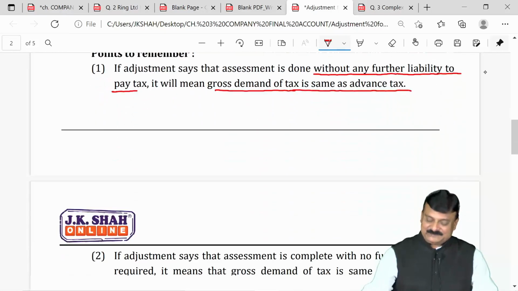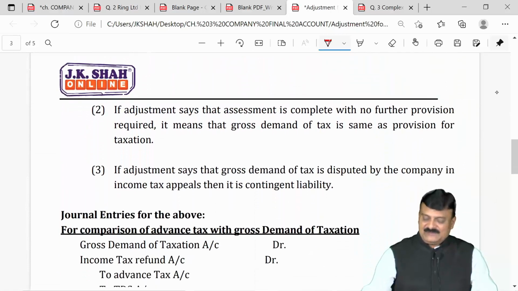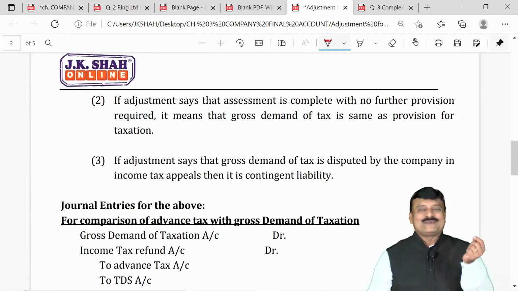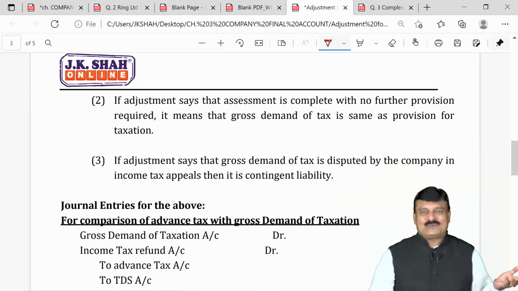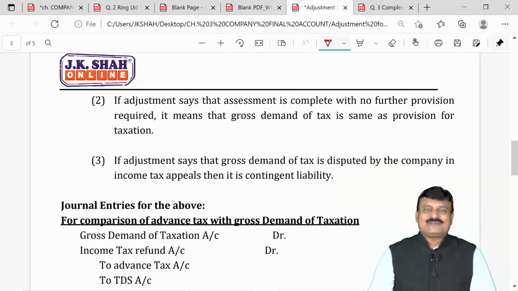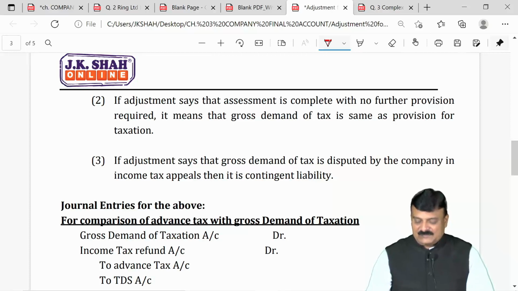Second statement, if adjustment says that assessment is complete with no further provision required, that means whatever provision we have is enough. That means gross demand is equivalent to provision for taxation already kept by you. If adjustment says that assessment is complete with no further provision required, it means that gross demand of tax is same as provision for taxation.